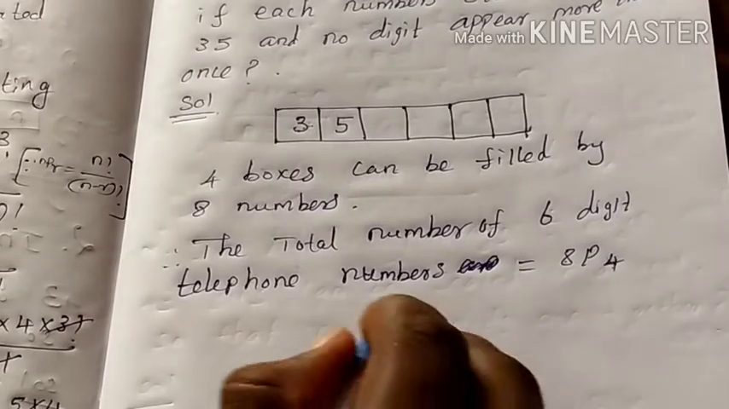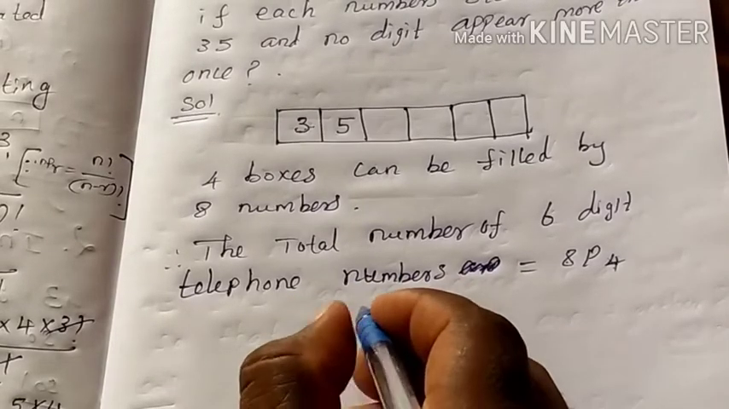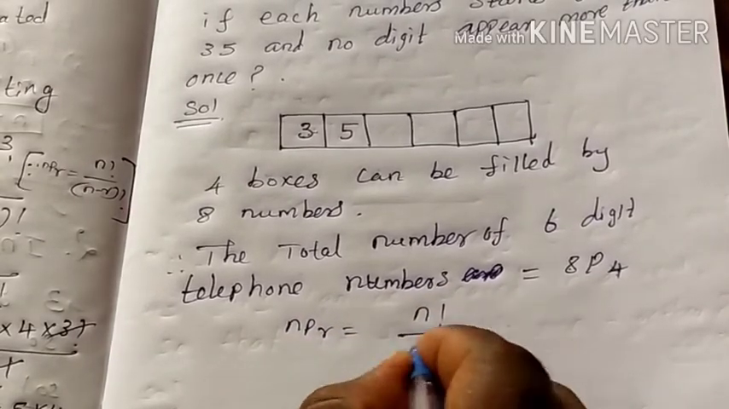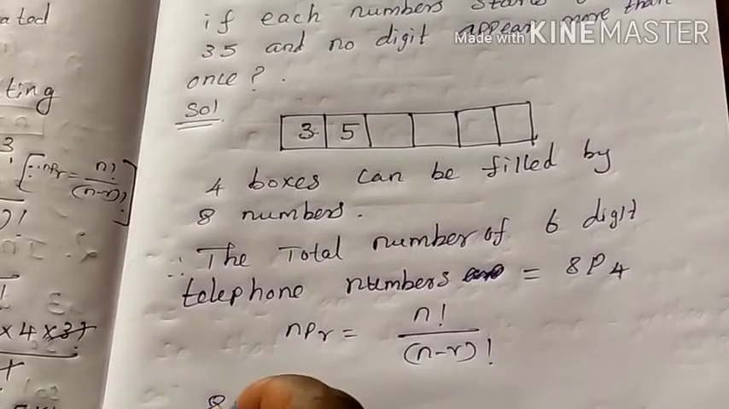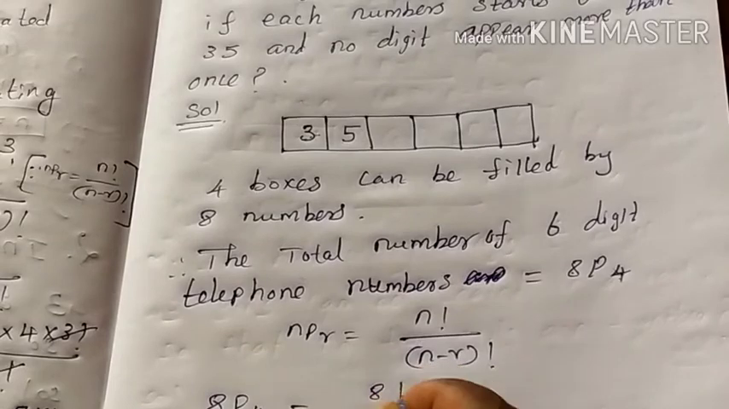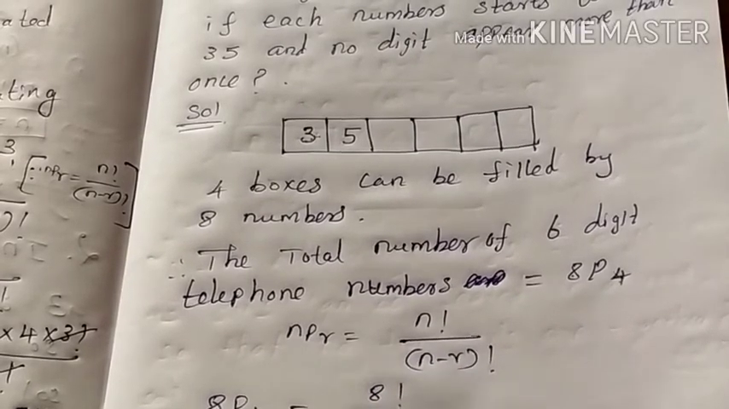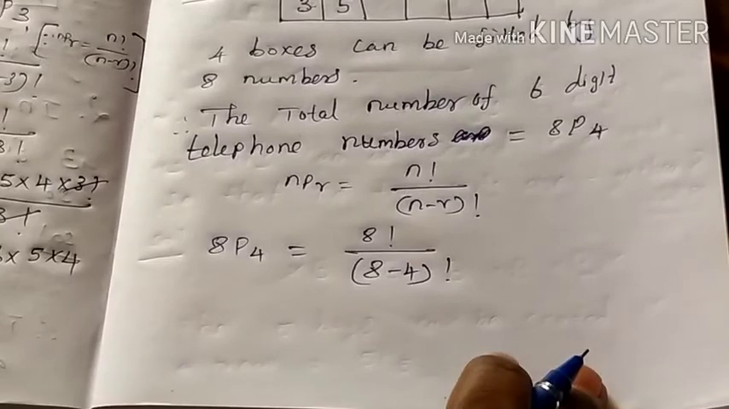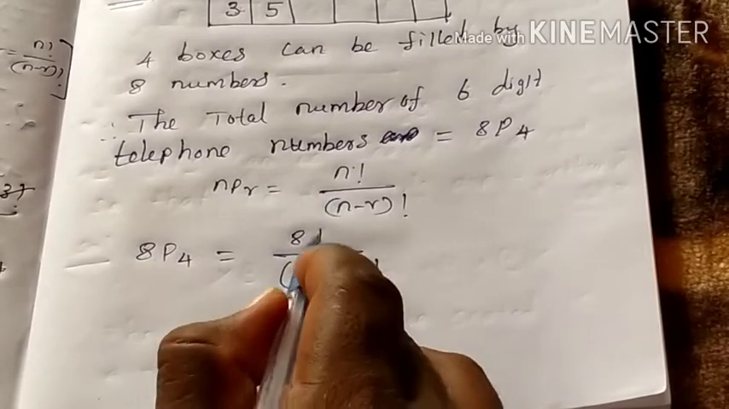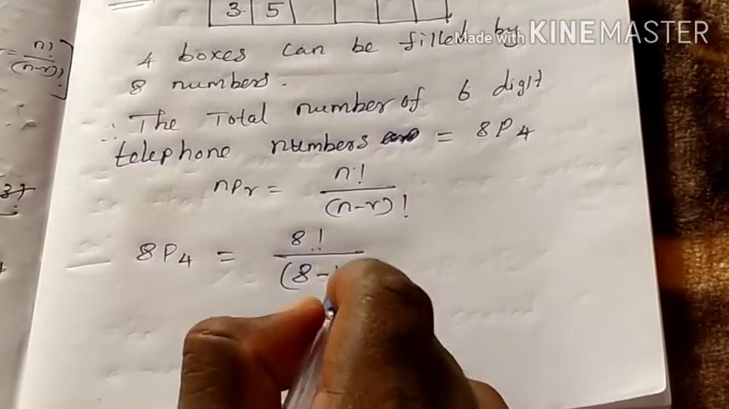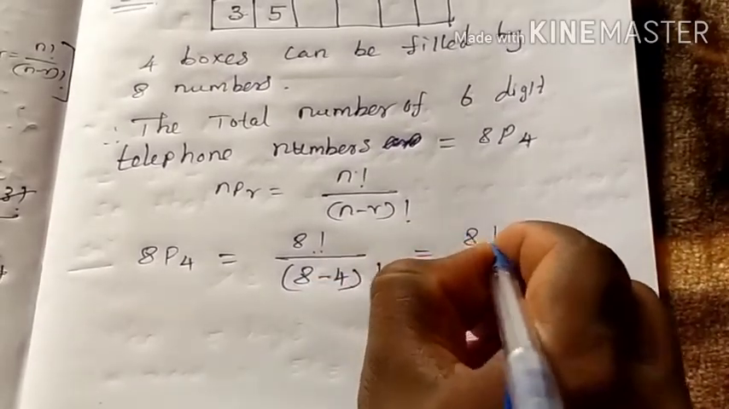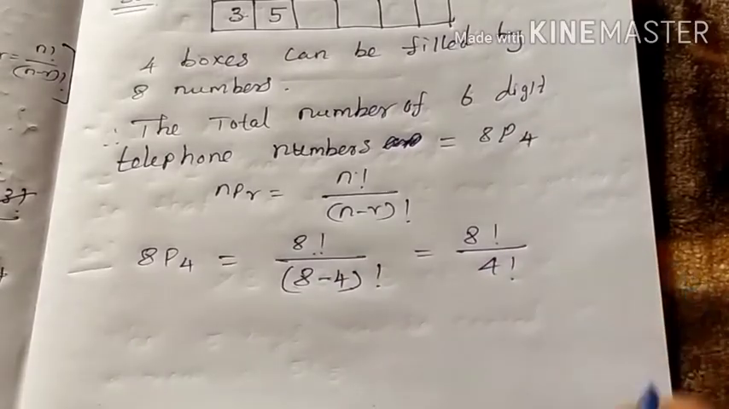Okay, that's all. Using the formula, what's your formula? nPr is equal to n factorial divided by (n minus r) factorial. Okay, so 8P4 equal to, here n is equal to 8, r is equal to 4. So 8 factorial divided by (8 minus 4) factorial. Replacing the n and r values, 8 factorial divided by 4 factorial.